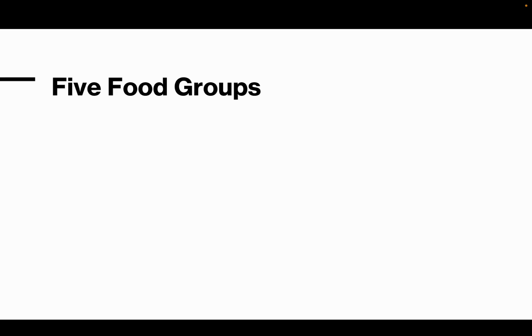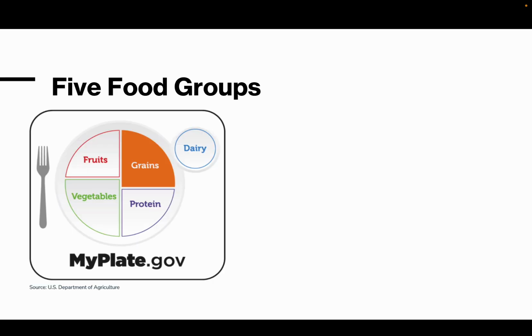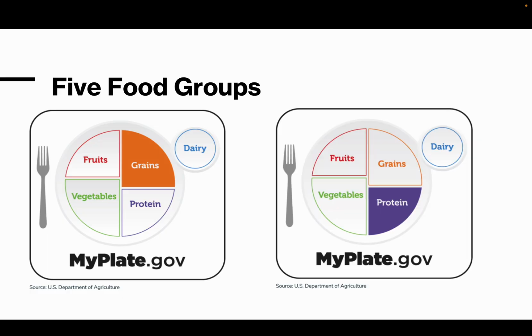But our next group is grains. Grains, especially whole grains like oatmeal and brown rice, are excellent sources of complex carbohydrates for sustained energy. Now, the fourth group, protein, includes lean meats, beans, and nuts, and they're vital for muscle repair and overall growth. And we'll talk about all of these categories in future chapters in our textbook.